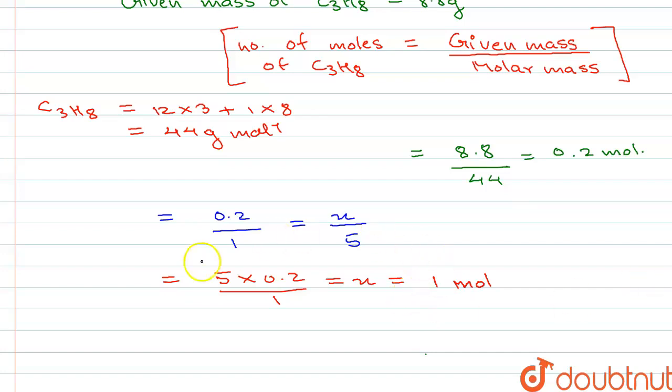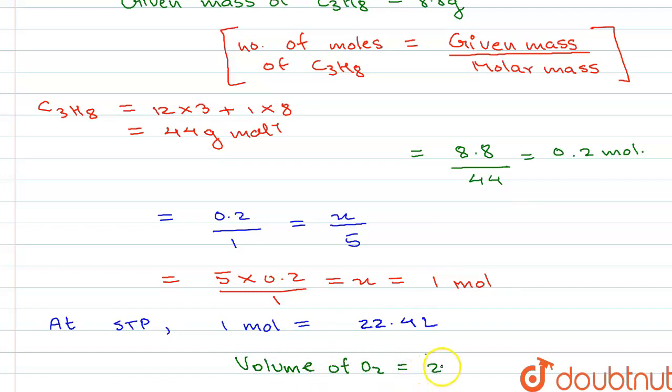Now they have asked us the volume of oxygen that is required. So at S.T.P, that is at standard temperature and pressure, 1 mole is equal to 22.4 liters. So that is the standard. Alright, so that means that if 1 mole is equal to 22.4 liters, then here also the volume of oxygen that will be required will be equal to 22.4 liters. So the volume of oxygen will be equal to 22.4 liters.